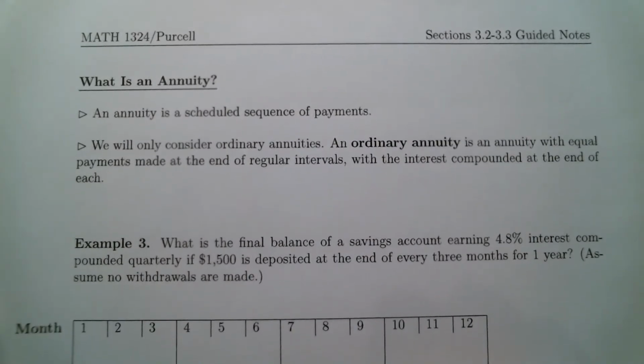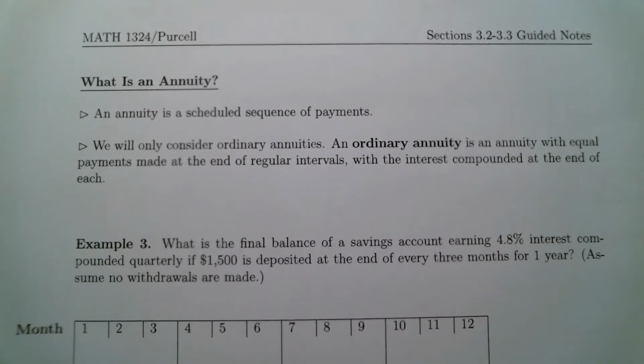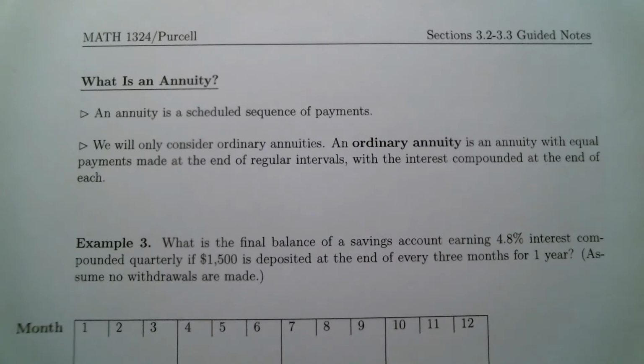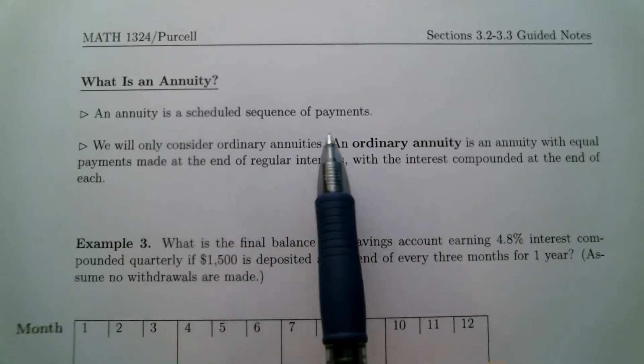A really good example of an annuity is a mortgage payment. If you buy a house, you take out a mortgage, and then you make these equal monthly payments every year over the course of your loan until you pay off your house. A car note is also an annuity. You buy a car, you might get a 5-year note, and you make these monthly equal payments to pay off your car. So it's a regular scheduled sequence of payments. That's all an annuity is.